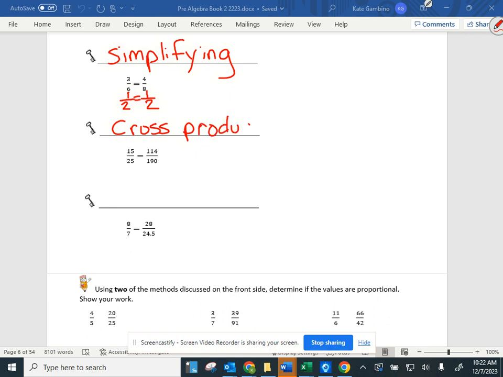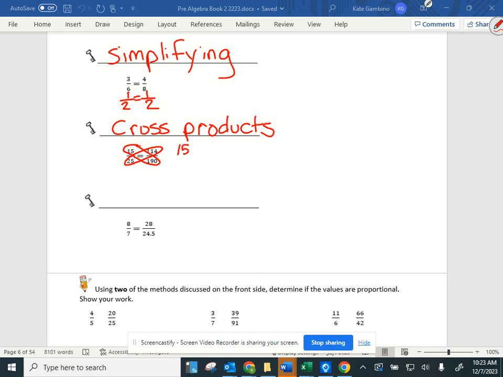We have used cross products before. What does it mean? Peyton? It means you multiply 25 by 114 and then 15 by 190. So I multiply diagonally, cross products.